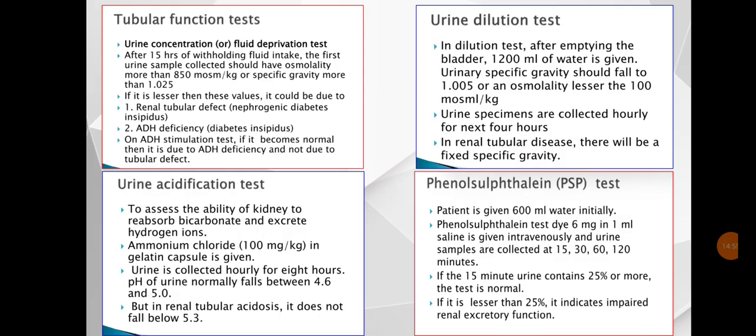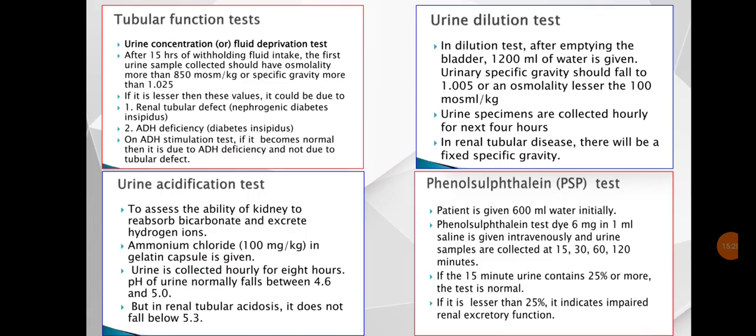Then the urine dilution test: how turbid the urine is. Turbid means somewhat thick. In the dilution test, the urine is too thick in that condition. For example, if 1200 ml of water is given, what will happen? The urinary specific gravity should fall to 1.001 to 1.005. Osmolarity is 100 mOsm per kg.